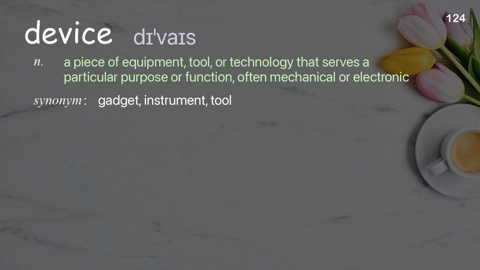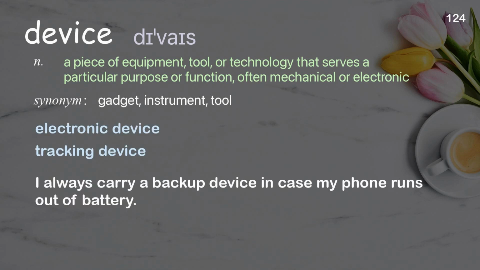Device. A piece of equipment, tool, or technology that serves a particular purpose or function, often mechanical or electronic. Examples: electronic device. Tracking device. I always carry a backup device in case my phone runs out of battery.